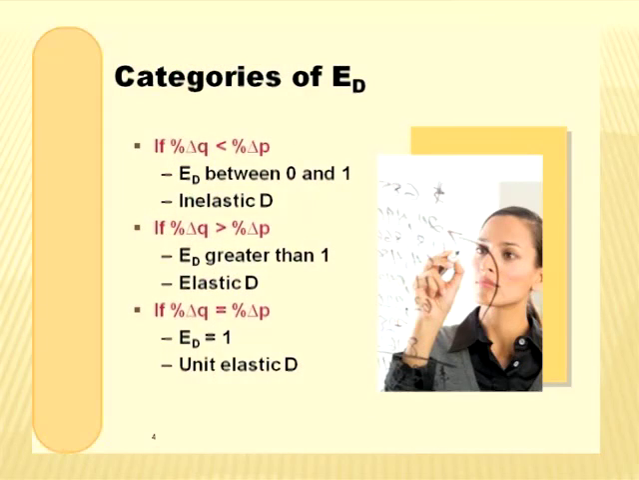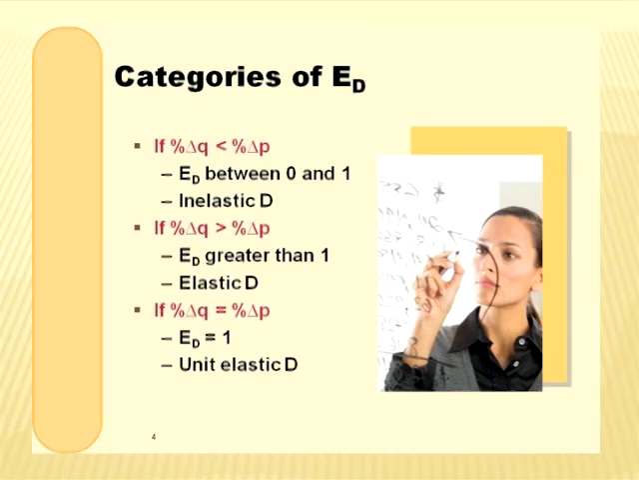We categorize the number we find into one of three categories. If the elasticity number, that is the absolute value, is between 0 and 1, we say it's inelastic, which means it's unresponsive. That is, the percentage change in quantity demanded is smaller than the percentage change in price. In that case, we raised the price, and our consumers didn't react as strongly as we reacted in terms of the price.